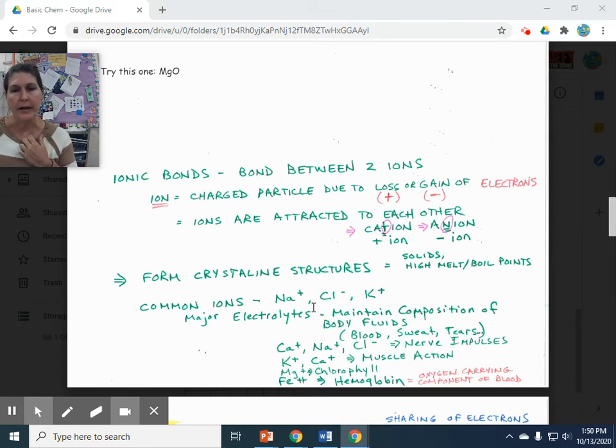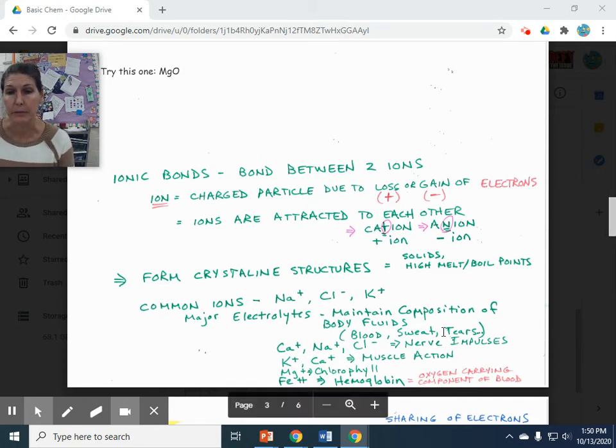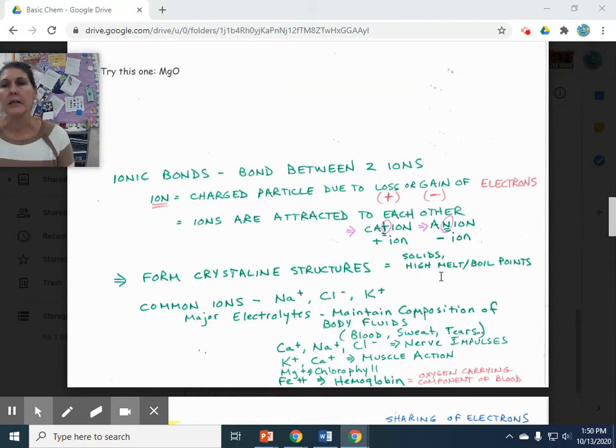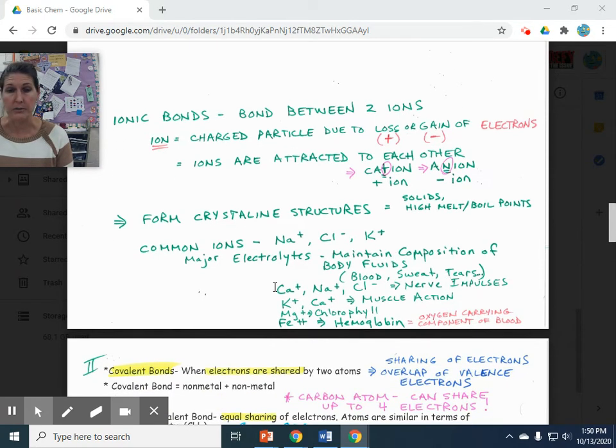We also have other ions, magnesium within your chlorophyll. We have iron within your hemoglobin. And this hemoglobin is actually the oxygen-carrying component of your blood. So when you have low hemoglobin or low oxygen levels within your blood, you're very tired, maybe you're anemic. It's because of that iron level, that ion that you have within your blood is a little bit low. Usually these ones are solid, and a high melting point as well as a high boiling point are some characteristics of them.